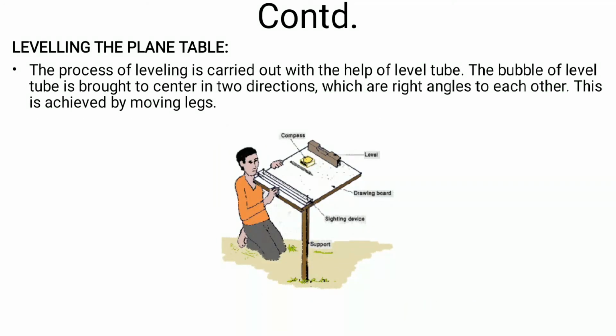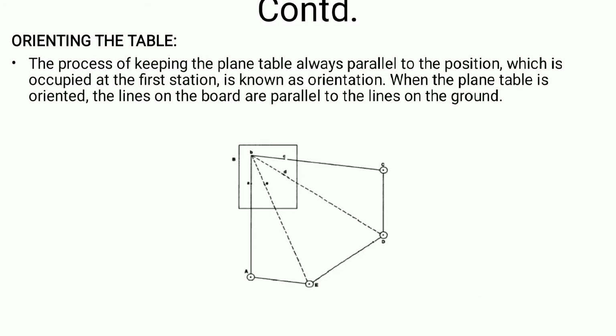Leveling of the plane table. The process of leveling is carried out with the help of a level tube. The bubble of the level tube is brought to center in two directions which are at right angles to each other. This is achieved by moving the legs. Orientation of the table: the process of keeping the plane table always parallel to the position which it occupied at the first station is known as orientation. When the plane table is oriented, the lines on the board are parallel to the lines on the ground.